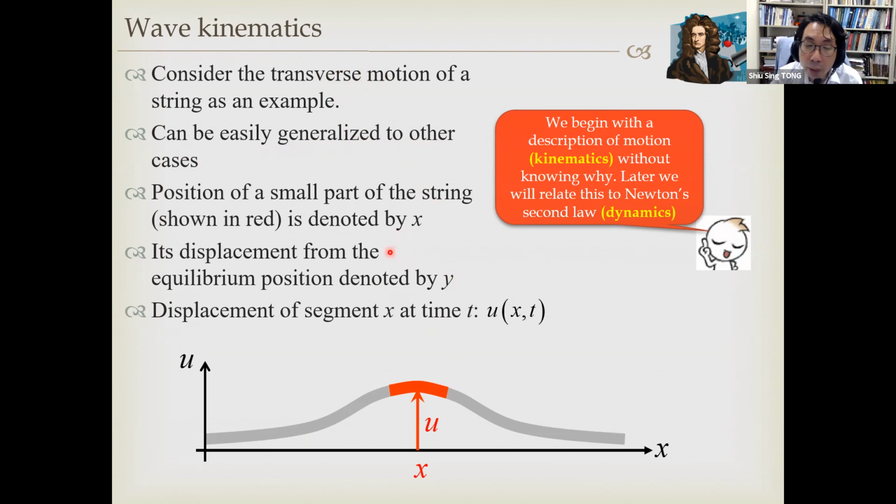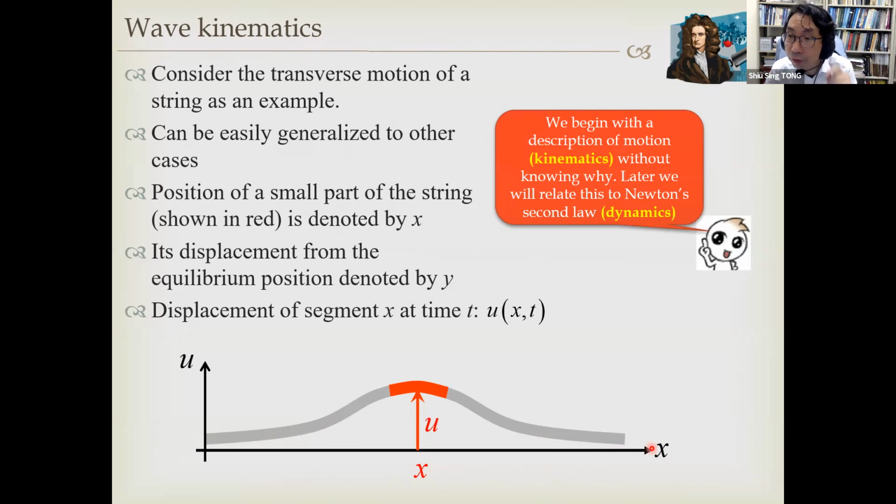Now, how to describe that? We first look at the string. We want to label different parts of the string. So we use the label X. X equal to 1, I refer to this part. X equal to 2, I refer to this part. X equal to 3, I refer to that part, and so on and so forth. So X is a label along the string. If I say I'm looking at X equal to 1 cm, I'm always looking at that part.